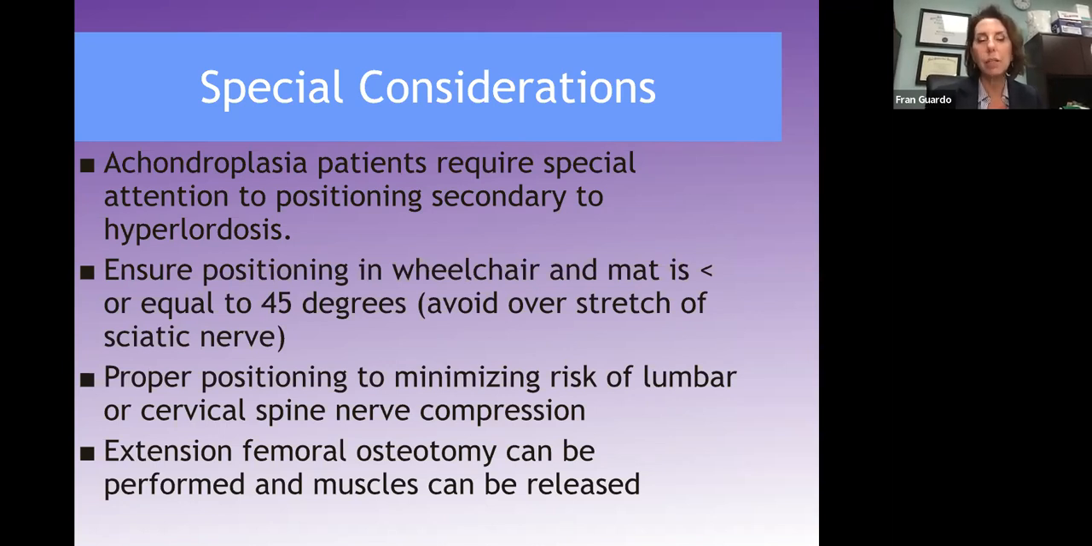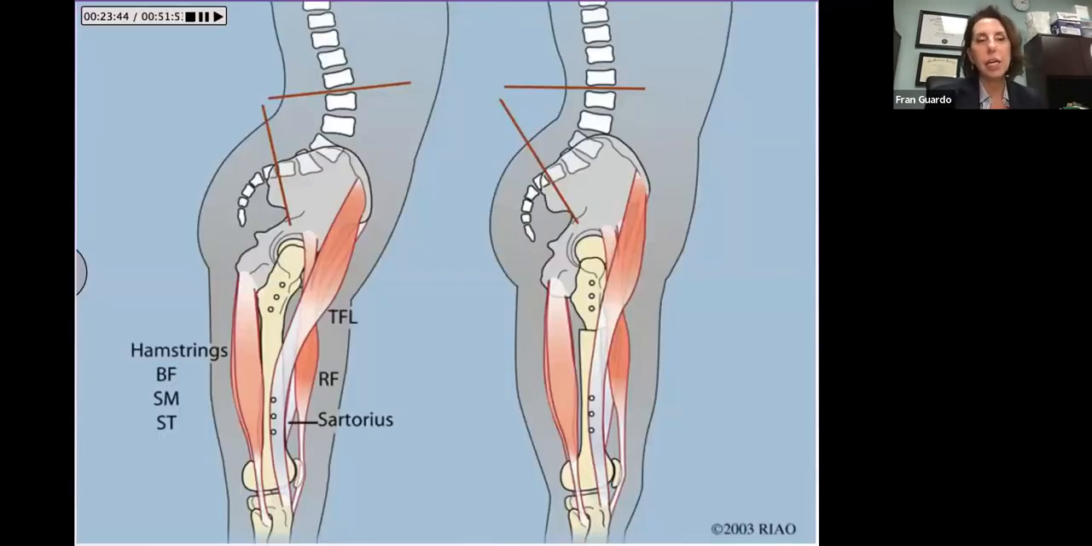And then sometimes they'll also do a femoral osteotomy performed at the time of the surgery. So this talks about the hyperlordosis and how they can do an extension osteotomy. If you look at the picture on the right, I am so sorry, I cannot find my cursor. I would point it out, but if you look at the top of the femur, you can see that they've done an extension osteotomy to help bring that femur into a better alignment.